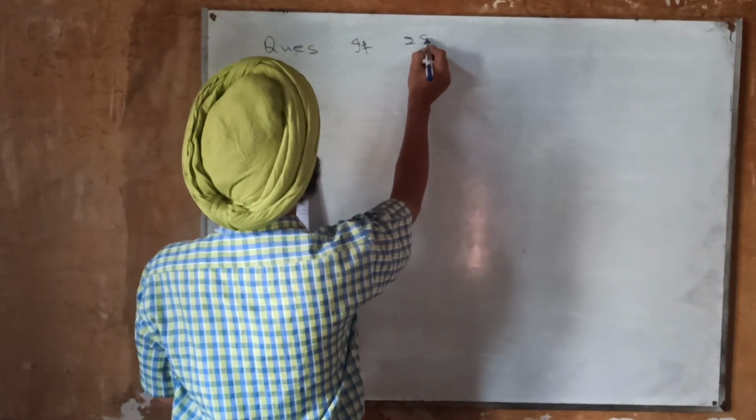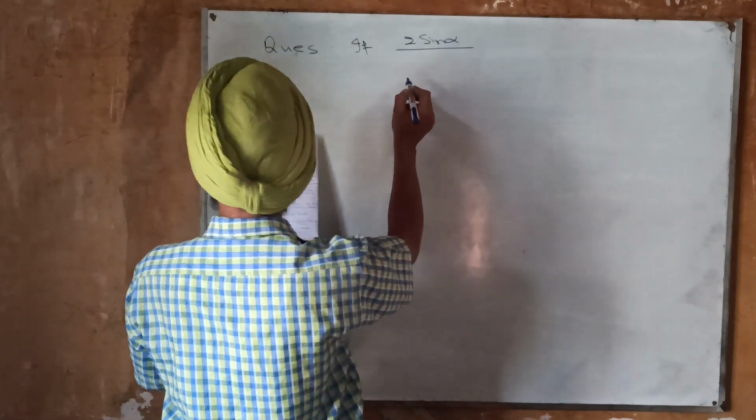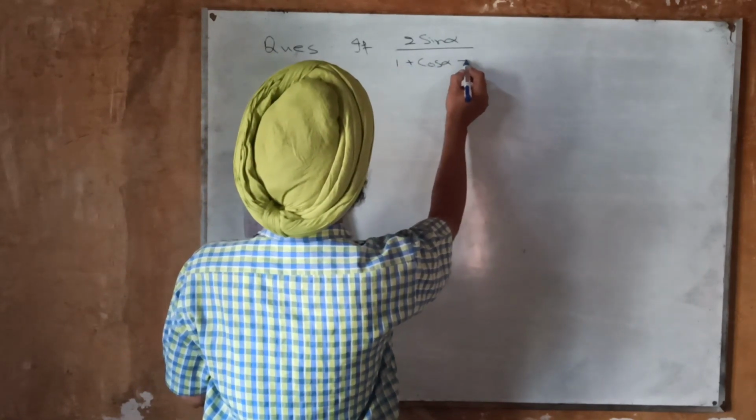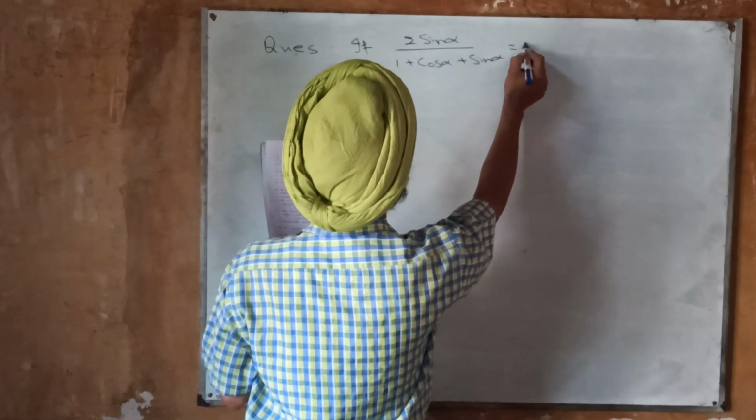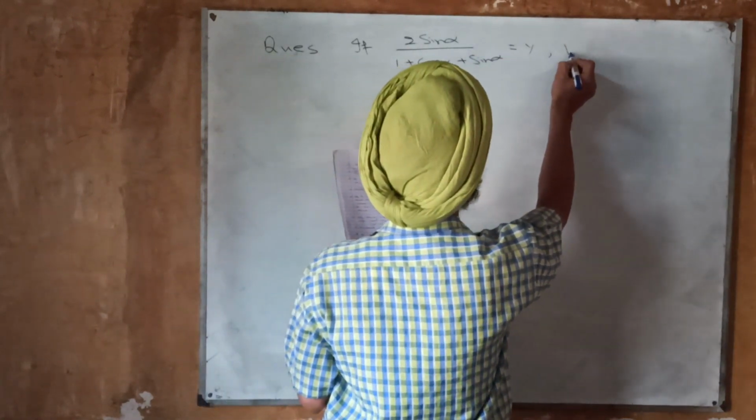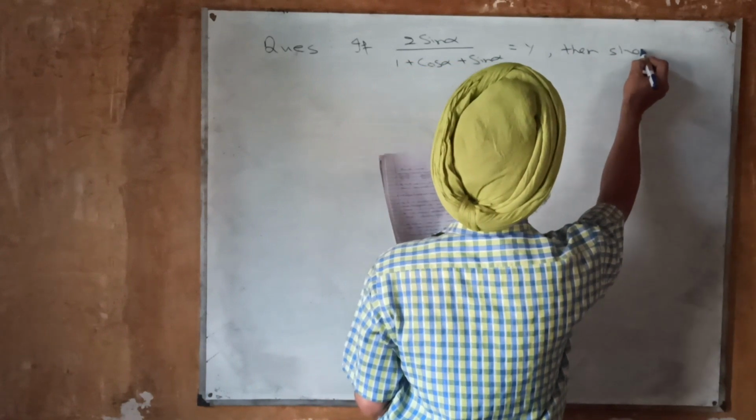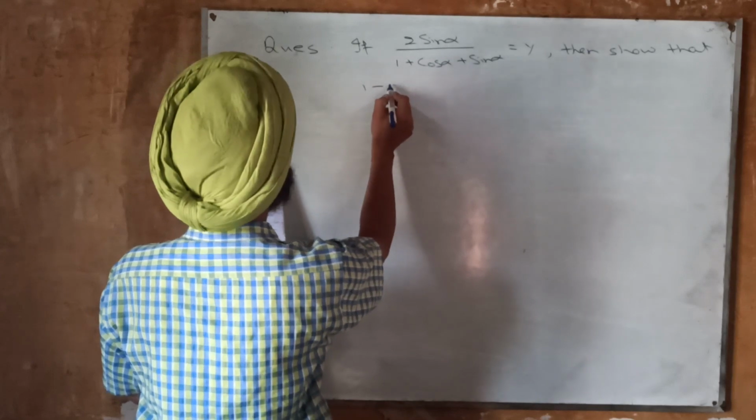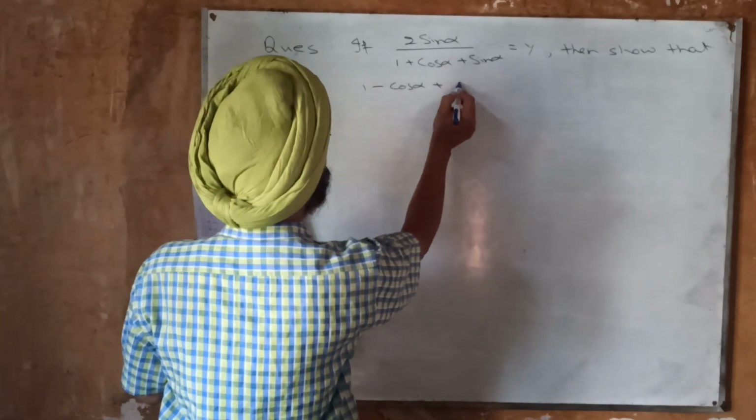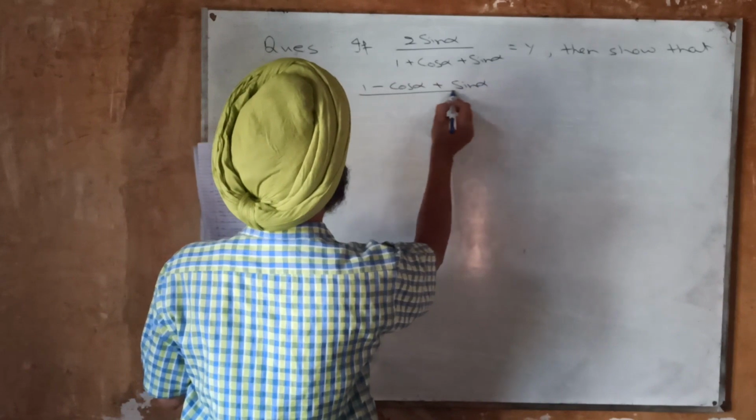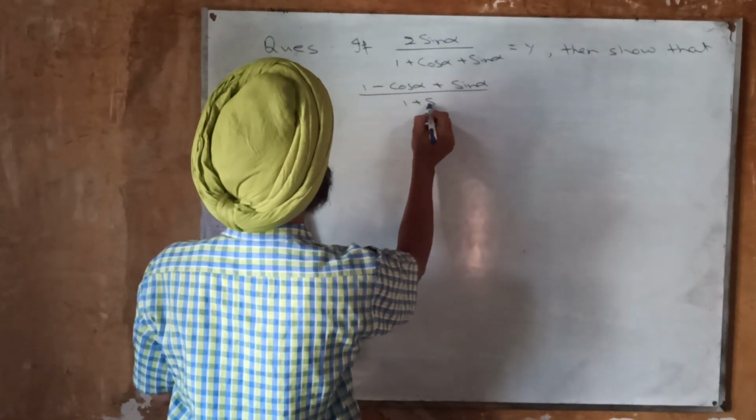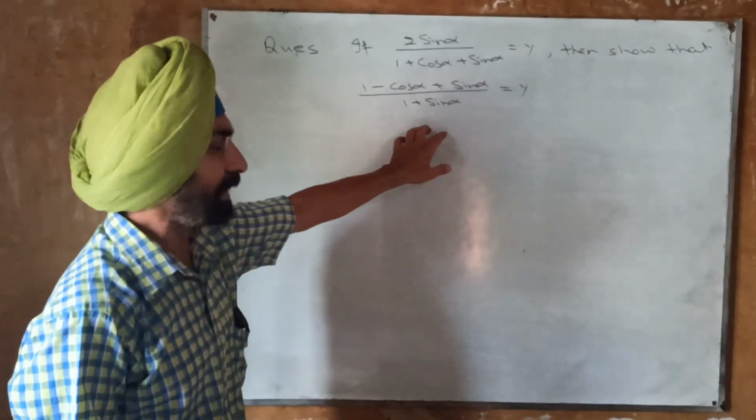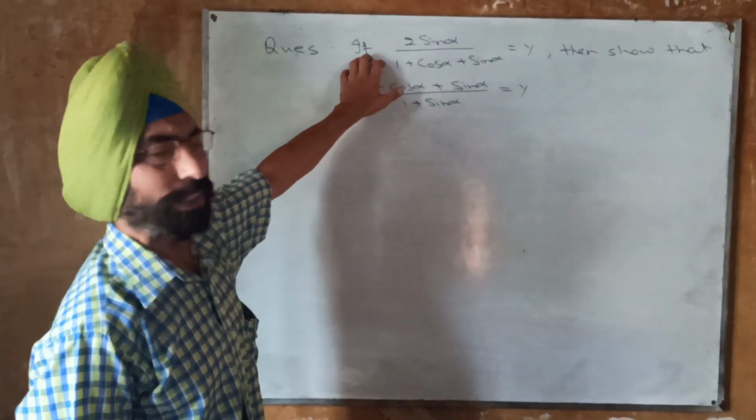2 sin alpha upon 1 plus cos alpha plus sin alpha is y, then show that 1 minus cos alpha plus sin alpha over 1 plus sin alpha is also equal to y. This is the result what we want to obtain, and this is given to us.